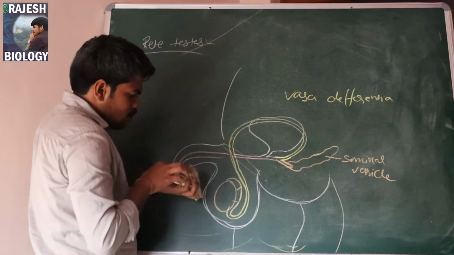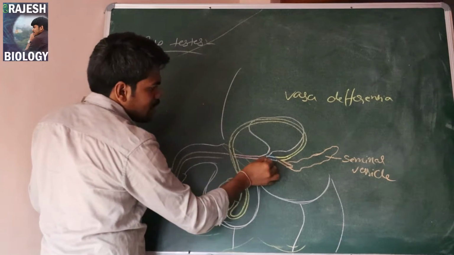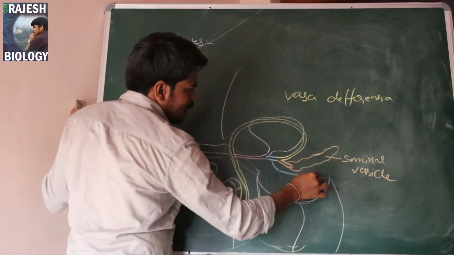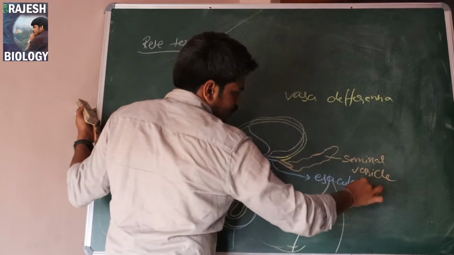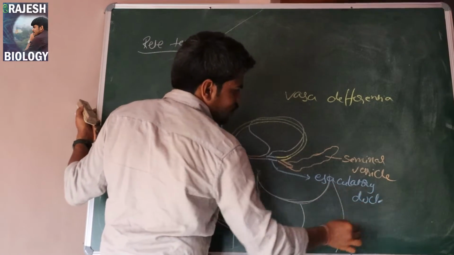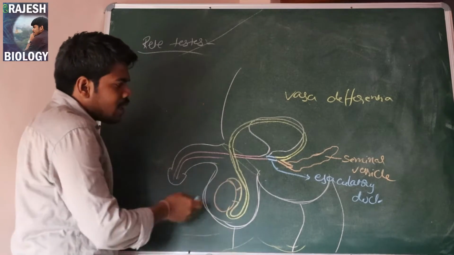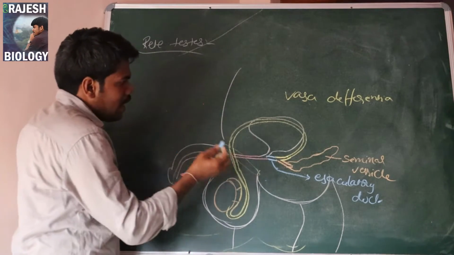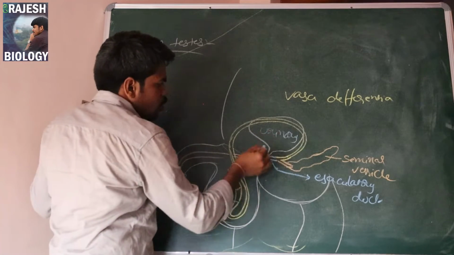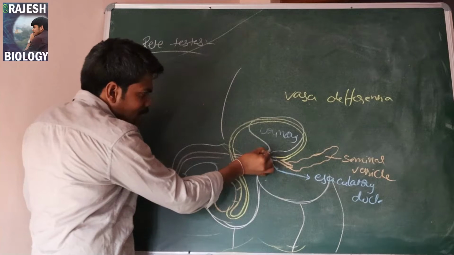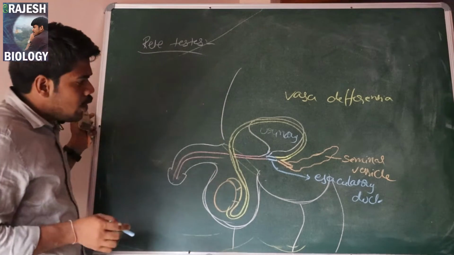Together, these form the blue color duct. It is called what? Ejaculatory duct. So the ejaculatory duct is the fusion of the vasa deferentia and the seminal vesicle duct, together called the ejaculatory duct. And now this is the urinary bladder. So from the urinary bladder what will arise? This is called urethra. Urethra starts from the urinary bladder.